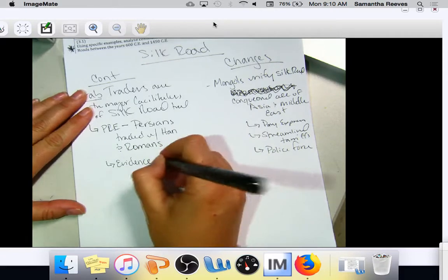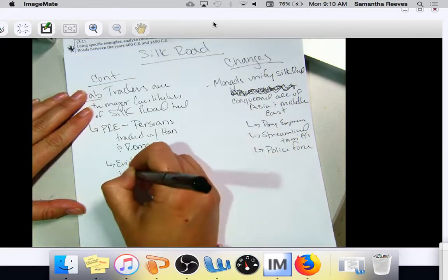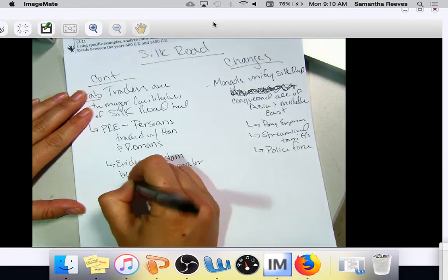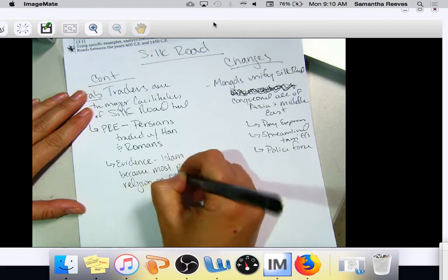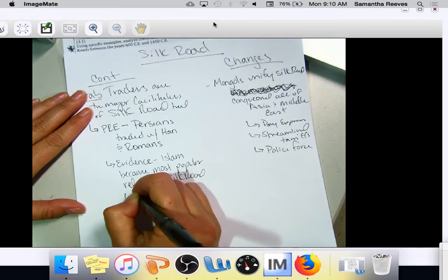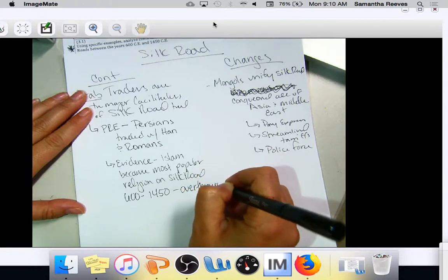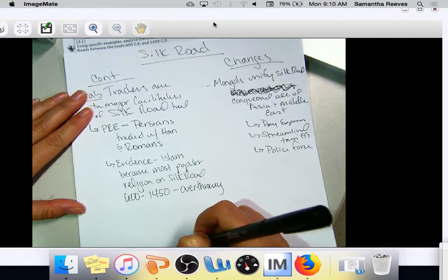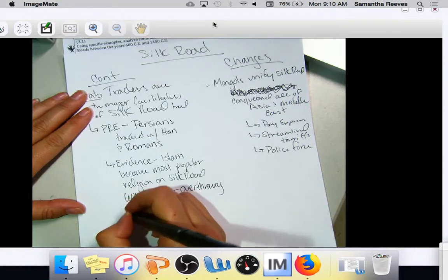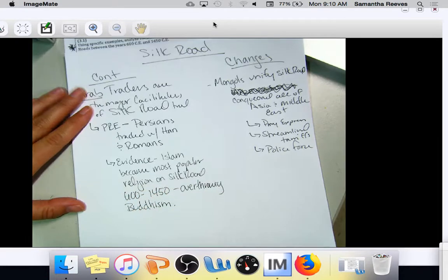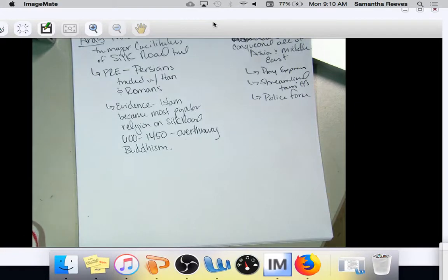What is some evidence that Arab traders are on the Silk Road? Yeah, for sure. You can say Islam became the most popular religion on the Silk Road, 600 to 1450, overthrowing what previous one? Christianity is not in China, people. Oh my God. Have I taught you anything? Have we just been twiddling our thumbs? Buddhism, people. Buddhism. You do know your midterm's coming quickly, right? Cool.